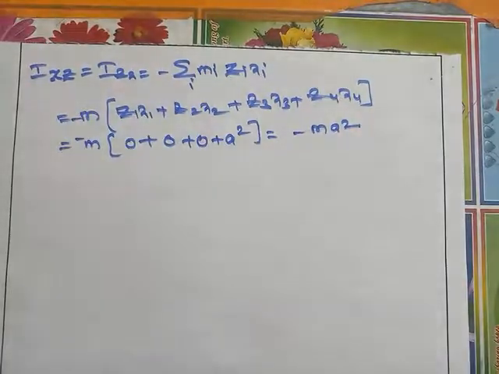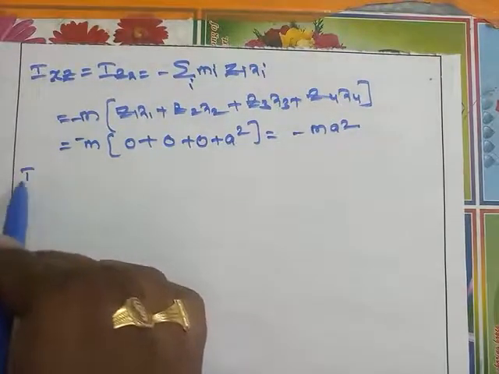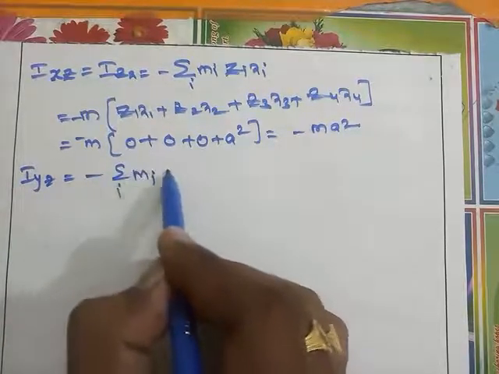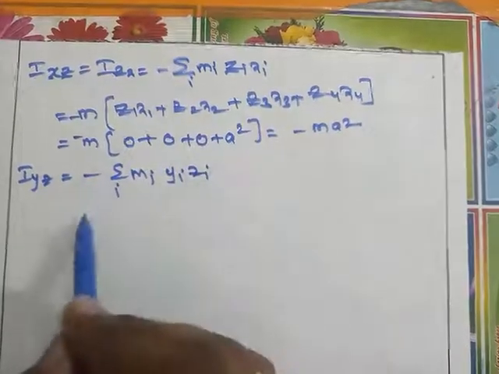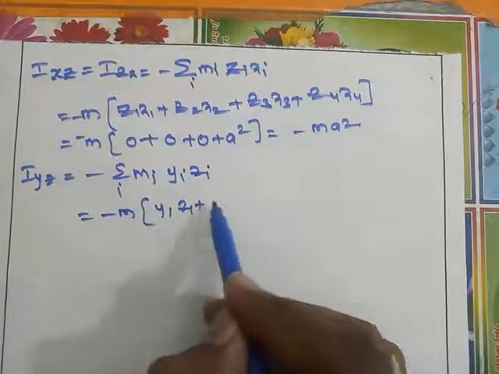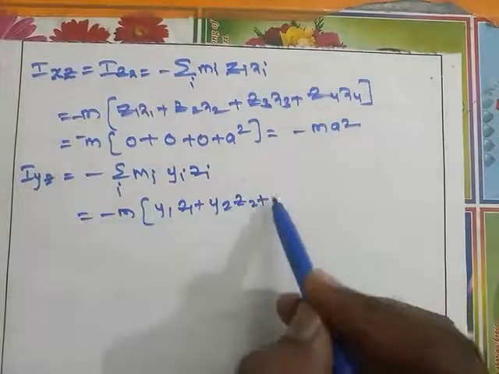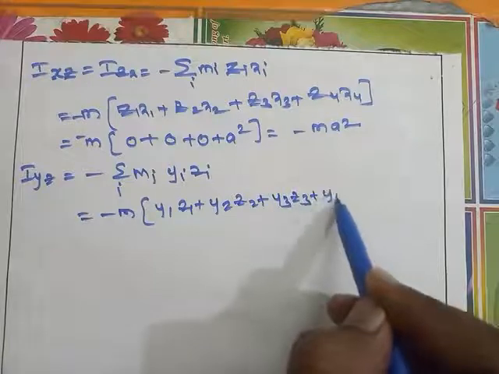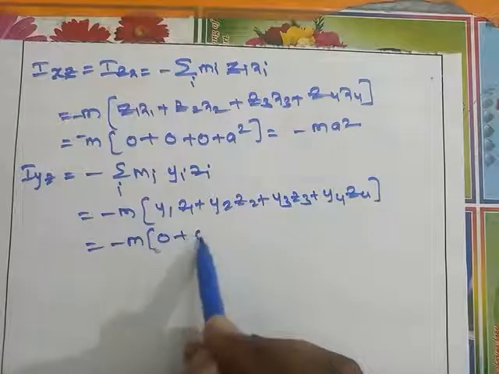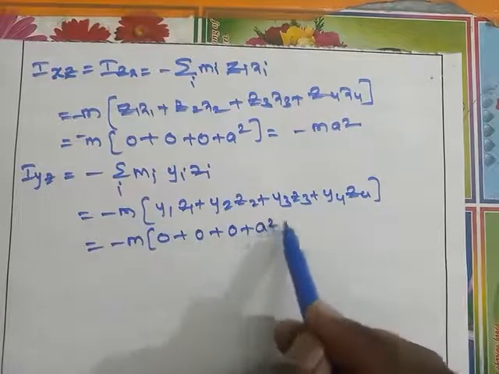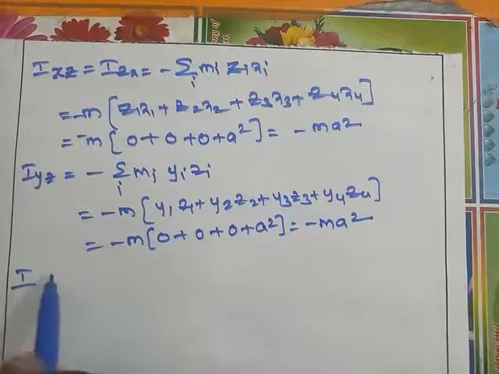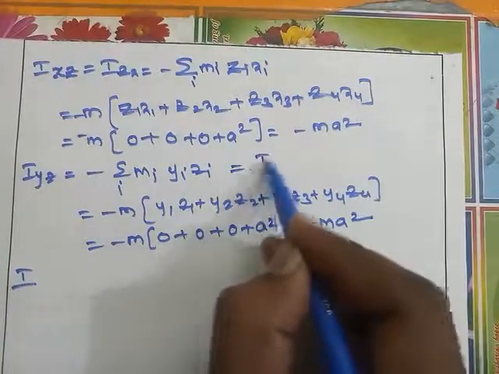Okay, minus ma square. Similarly, what about Iyz, minus summation i mi yi zi. Okay, using this one, write m outside and expand y1 z1 plus y2 z2 plus y3 z3 plus y4 z4. Substitute all the values, we'll get minus m into 0 plus 0 plus 0 plus a square, will get minus ma square. Similarly, Izy is equal to Iyz.